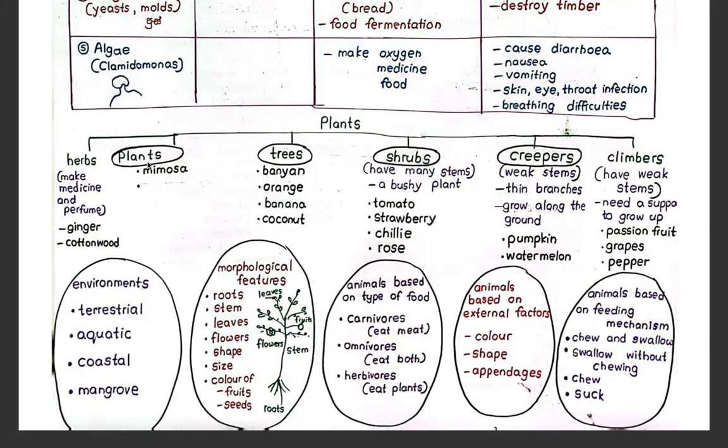Then plants. What are the plants you know? Mimosa, nidikumba, right? Trees. Let's have a look at trees. Banyan tree, orange trees, banana trees, and coconut trees. Then let's have a look at shrubs. What are shrubs? They have many stems.